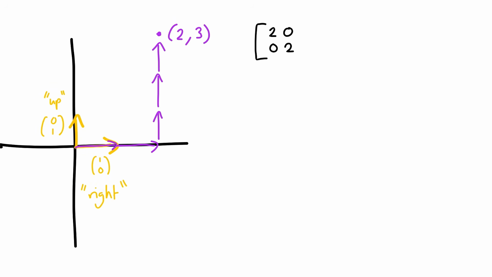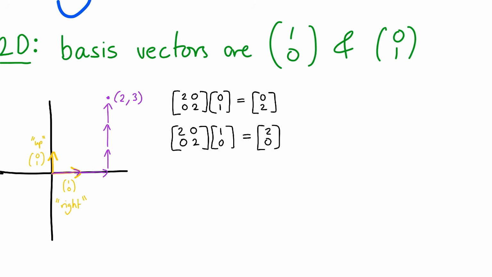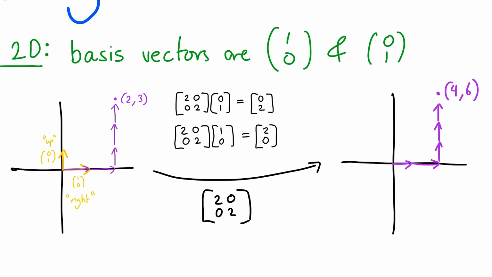Now look what happens to our basis vectors when we apply the matrix (2, 0; 0, 2). Our (1, 0) becomes (2, 0), and the (0, 1) becomes (0, 2). If you move 2 right and 3 up now, you end up at the point (4, 6), but you still only moved 2 right and 3 up. It's just that the definitions of right and up changed.